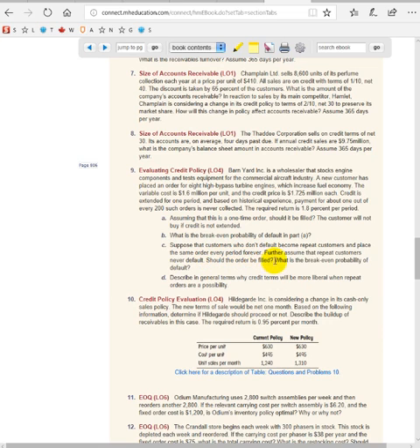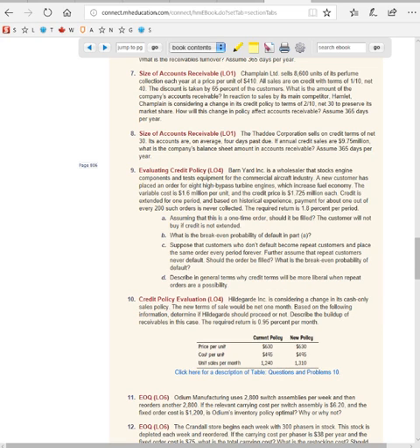Should the order be filled, and what is the break-even probability of default in that case? And then describe in general terms why credit terms will be more liberal when repeat orders are a possibility. Remember from the PowerPoints, a repeat customer was worth $5,050, and a single-time customer was worth $42. That would be the why right there. So in general terms, it's much more profitable to have repeat customers.